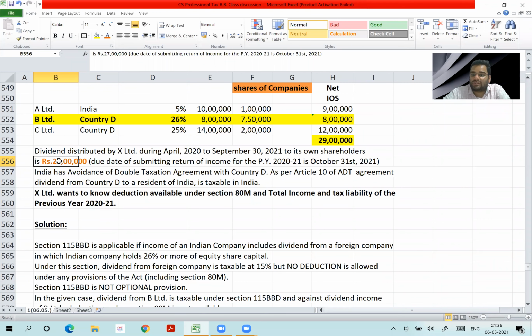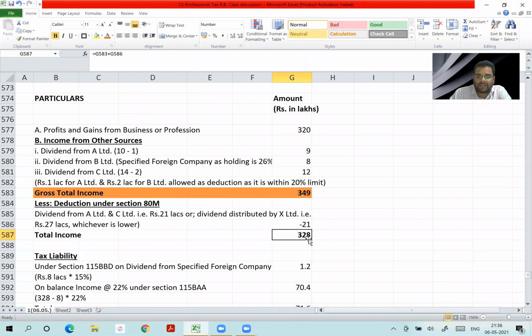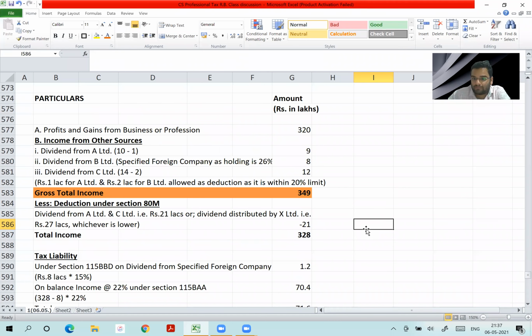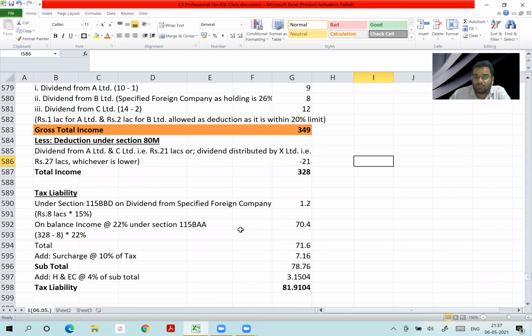Is the point clear, Suraksha? Take deduction of 21 lakhs. See this. So taxable total income will be 328. On this 3 crore 28 lakhs, can we calculate tax? You have to ignore MAT provisions. Calculate tax, ignoring MAT because that is what we are assuming. It is 115BA. You should have taken MAT into consideration, but you have to ignore MAT. You have to calculate tax liability as per normal provisions.